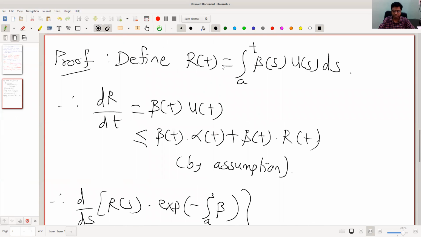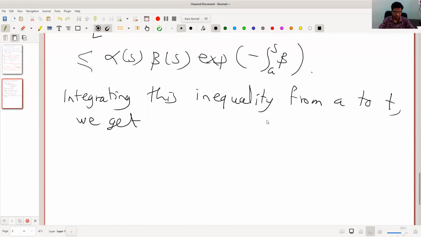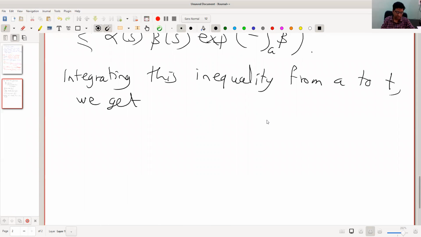What is r of a? r of a is 0. So the lower limit will give 0. What about the upper limit? The upper limit will be r of t into e raised to minus integral from a to t beta. So the left hand side is simply r of t into e raised to minus integral from a to t beta. Note that beta is not constant, it is a function, but for simplicity we are writing beta.